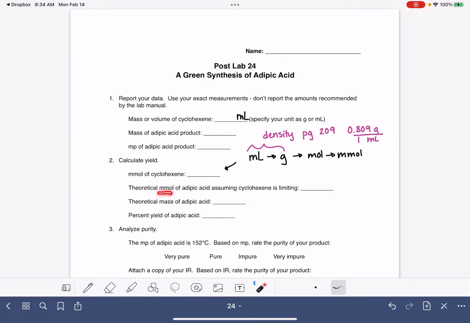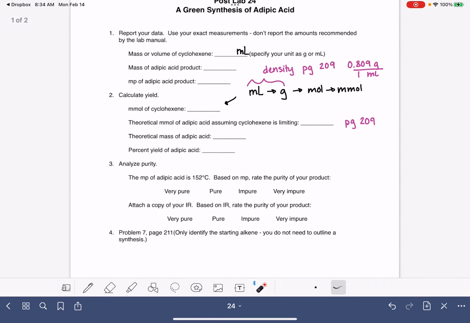Next, you're going to calculate the theoretical millimoles of adipic acid, the chemical equation for this to give you the stoichiometry. That equation is also on page 209, right above that data table. Once you know the millimoles of adipic acid, you'll calculate your theoretical mass and then your percent yield, which is going to come from the mass that you actually synthesized over the theoretical mass.